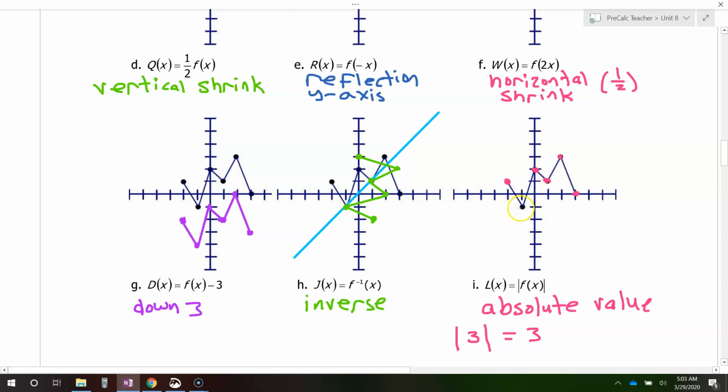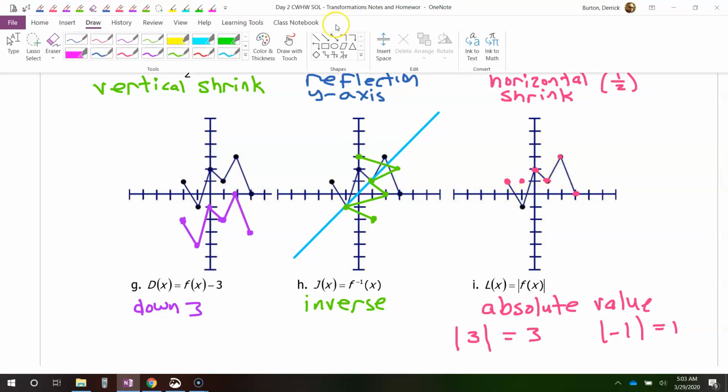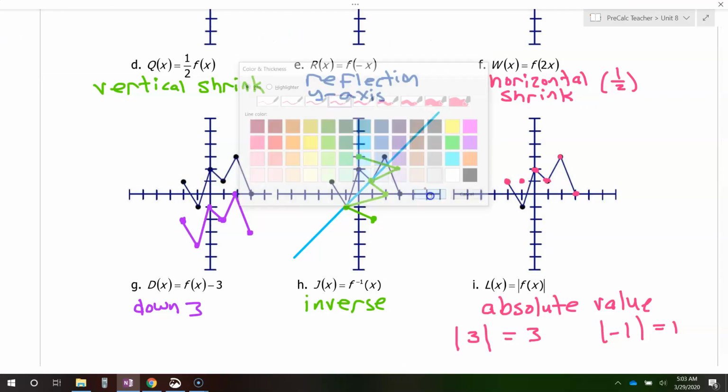The only point that has to change is this point down here, because the absolute value of -1 is +1. So basically, anything that's negative is going to be reflected and become positive. This point down here at -1 is going to be reflected up to +1. It's going to end up right here. Now, the rest of the graph is going to be exactly where it was. Let me show you what I mean. Let me get the right color going.